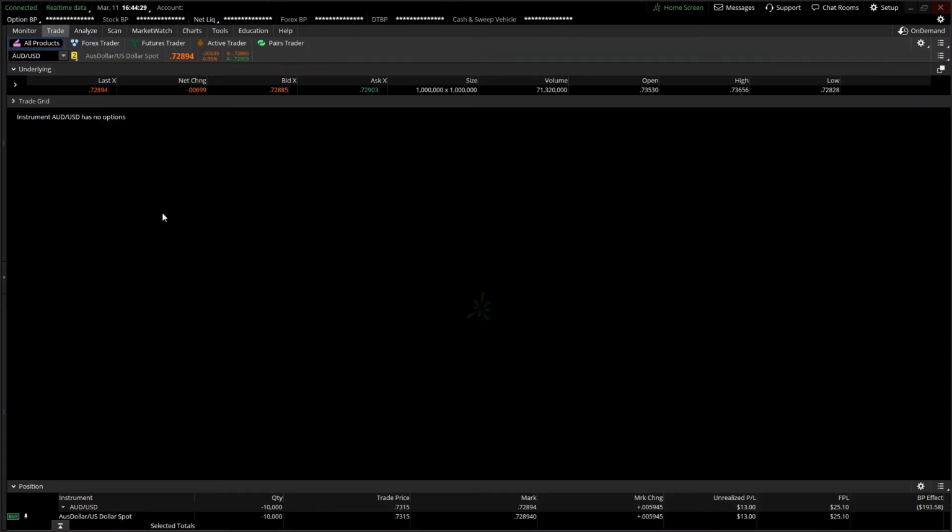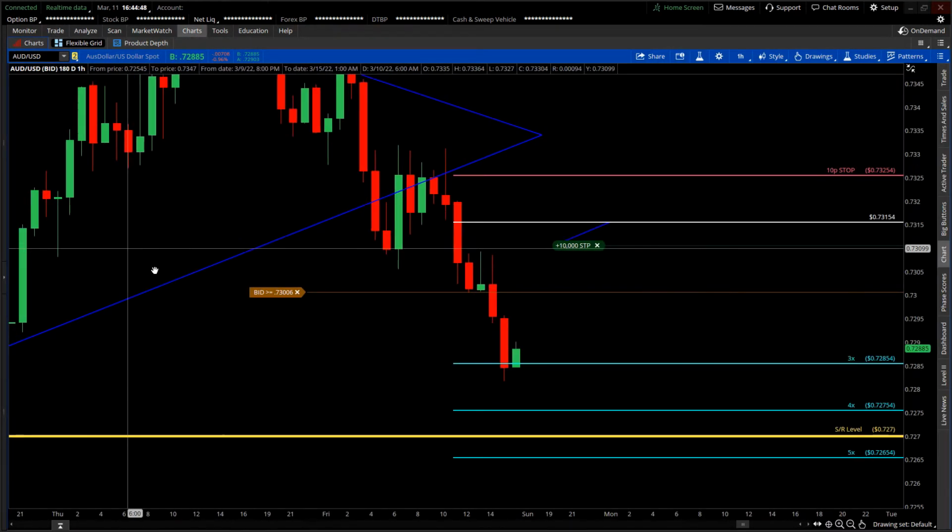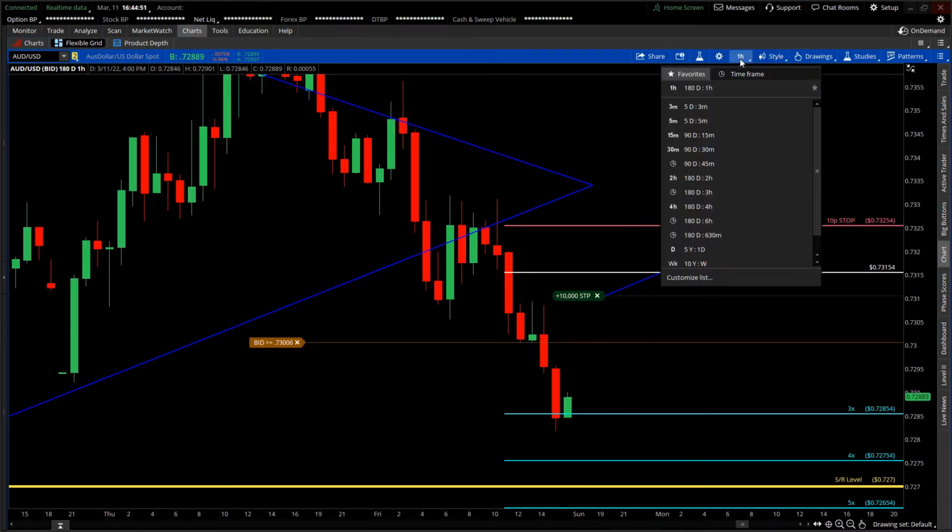So if I click on the trade tab, the trade is up $25.10. So here's my entry, 7315, and I bought in at 11:06 this morning. So that's the status of the trade. I was fortunate to identify the pattern.